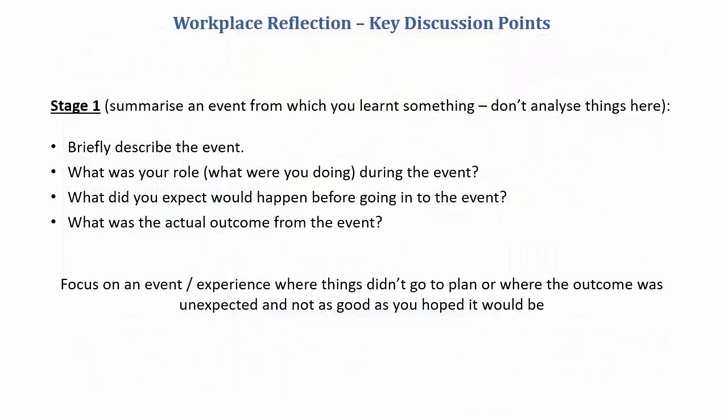And if we look in the key discussion points, again, you can see that stage 1 is summarizing an event from which you learnt something, but you don't want to be doing any analysis in this stage. That'll come in stage 2. So you want to briefly describe what the event was. You want to say what your role was during the event. So what were you doing as part of it? What did you expect was going to happen before you went into the event? What was your expectation? And what was the actual outcome from the event? And again, you want to focus on an event or an experience where things didn't go to plan, or where the outcome was unexpected and not as good as you hoped it was going to be.